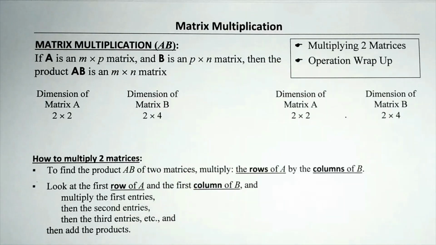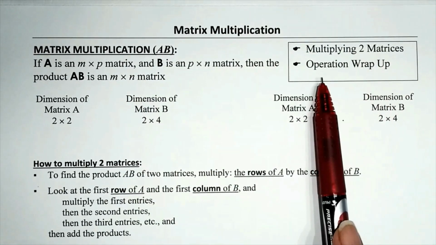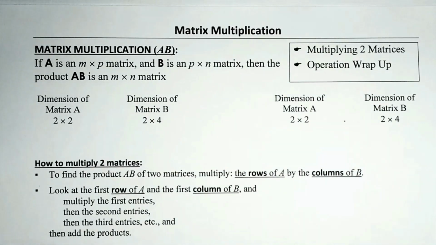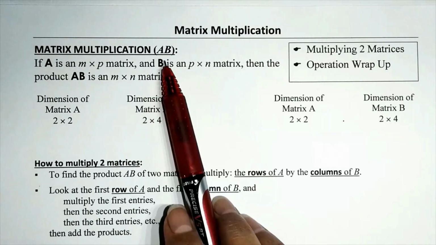Hi guys, today we're going to talk about matrix multiplication. So we're going to look at two matrices and multiply them, and then we'll tie up the operations with addition, maybe subtraction and multiplication. So the question is, what's so special about the product of A and B?